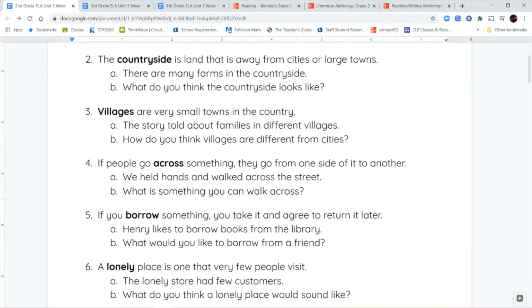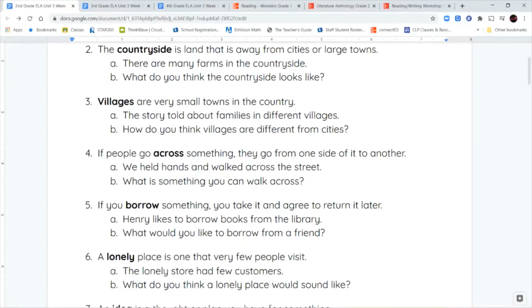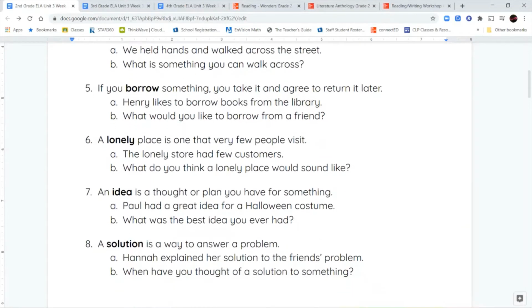Your next word is the word across. If people go across something, they go from one side of it to the other side. Next, we have the word borrow. When you borrow something, you are taking it from someone for a period of time and you made an agreement to give it back. So if I borrow your pencil, I may use it for a little bit, but I'm going to return it to you. That's what borrow means, that you're going to use something with the intention of returning it.